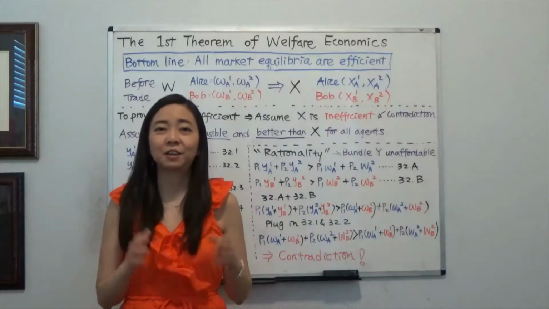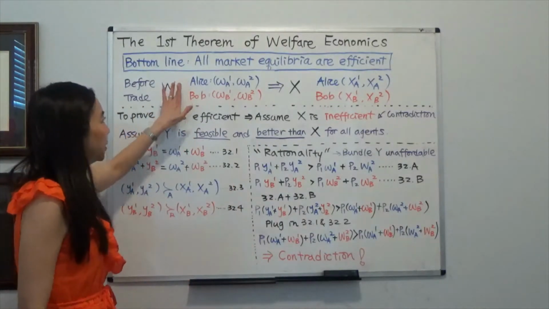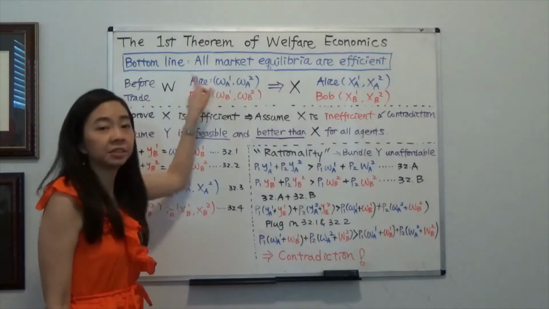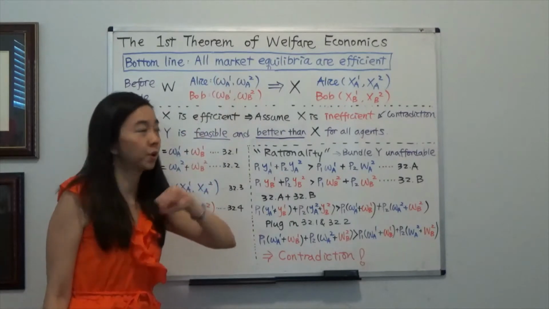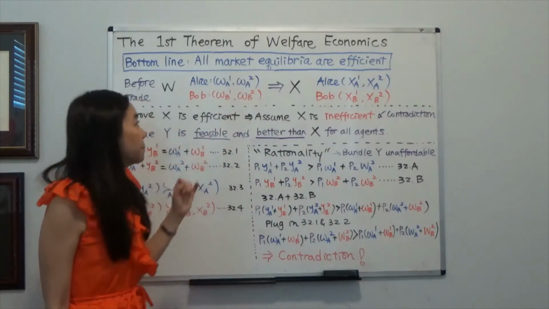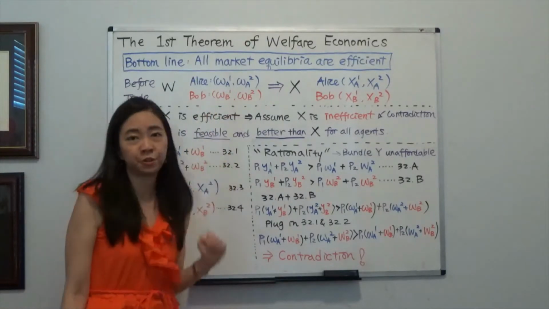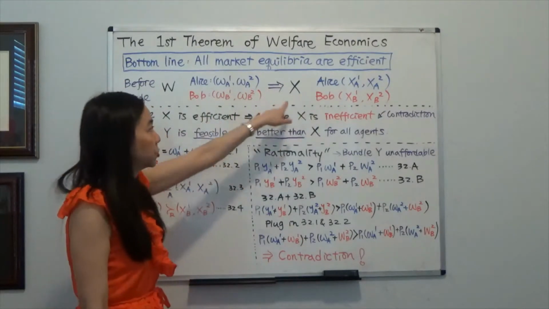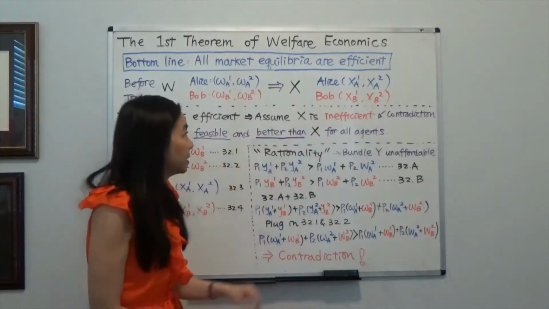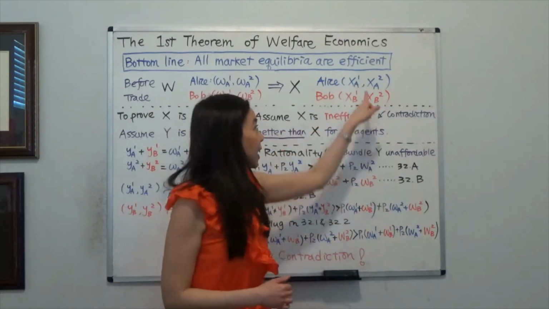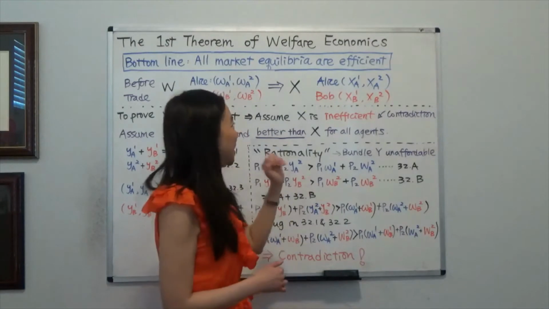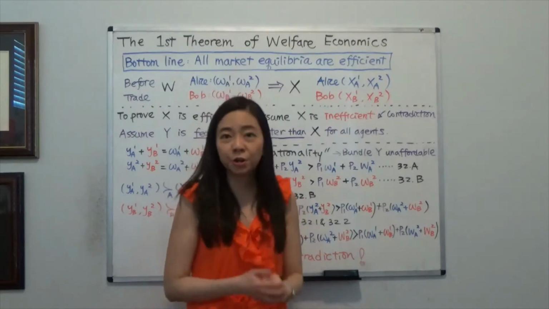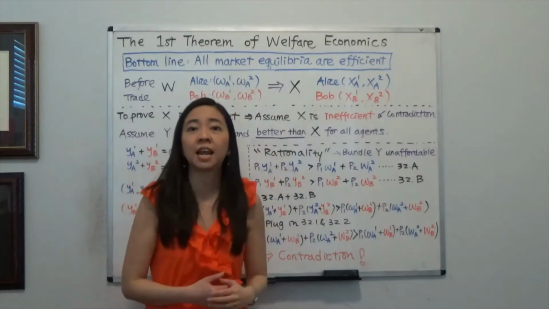To refresh your memory, if you remember that initially we have two agents, Alice and Bob, and their initial endowment was W, where Alice is endowed with omega A1 units of good 1, omega A2 units of good 2, and Bob was endowed with omega B1 units of good 1 and omega B2 units of good 2. After they trade, they reach a new allocation of good 1 and good 2, where Alice is consuming XA1 units of good 1, XA2 units of good 2, and Bob is consuming XB1 units of good 1 and XB2 units of good 2. Now we're going to assume that this allocation X is inefficient.